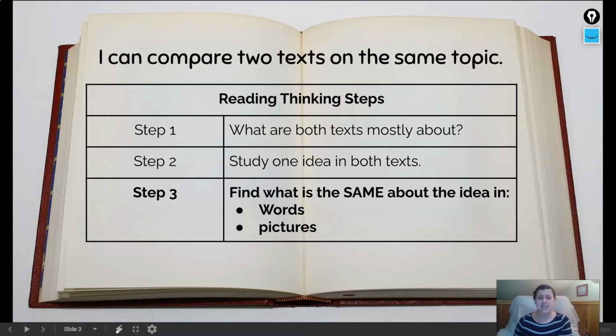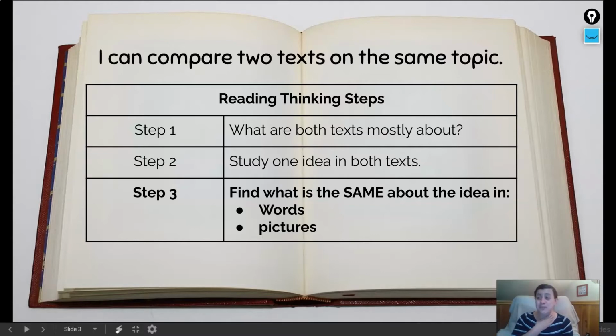Our second step is study one idea in both texts. And step 3, find what is the same about the idea. So we talked about key details last week, so we're going to look at those words and those pictures to find out how are these the same. So let's dive into this work. Are you ready to compare two texts?